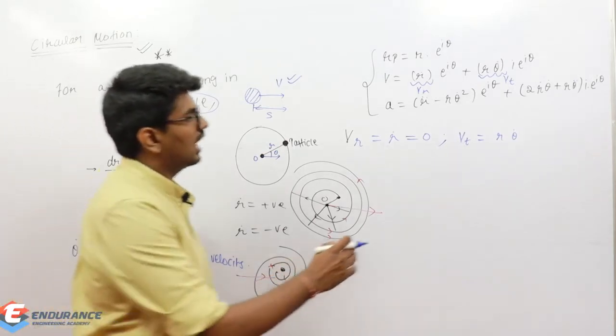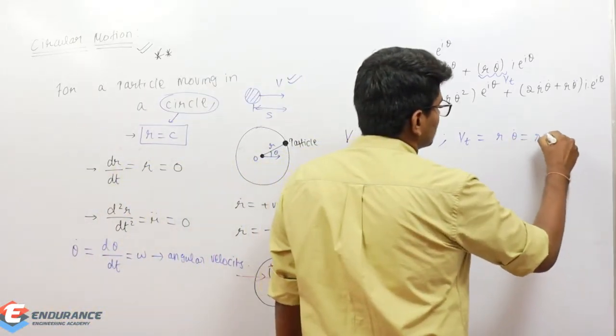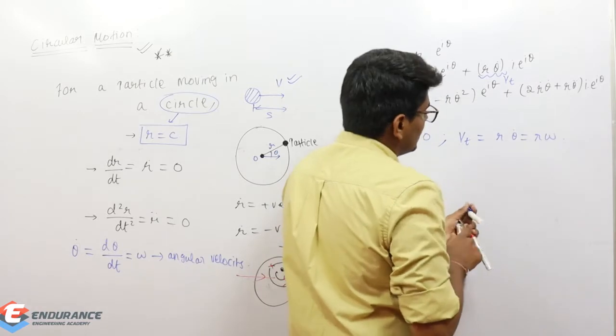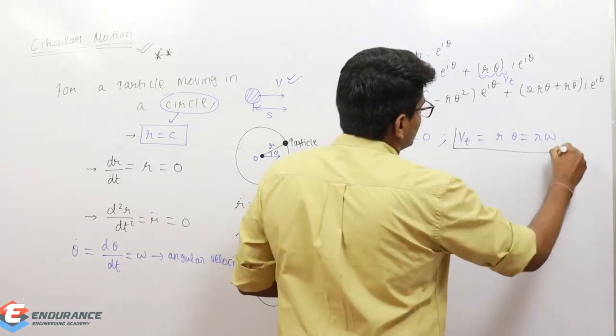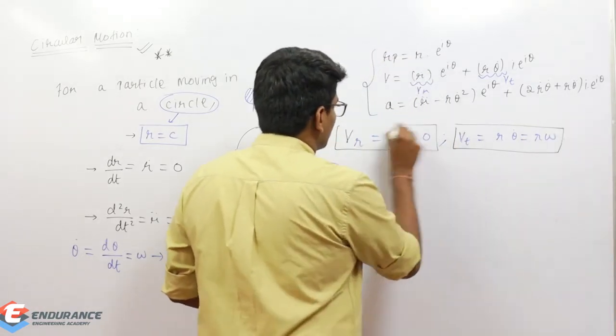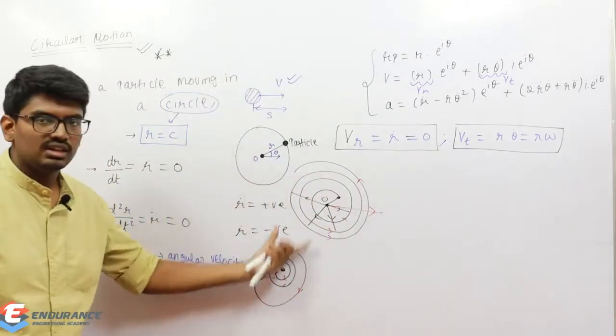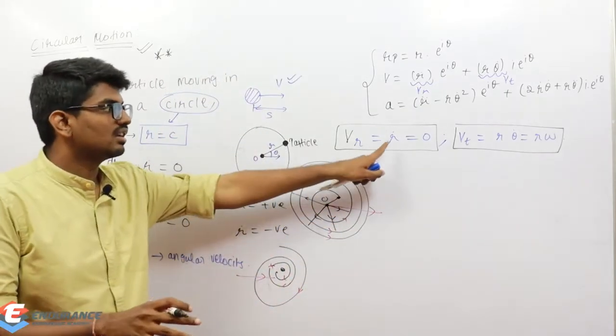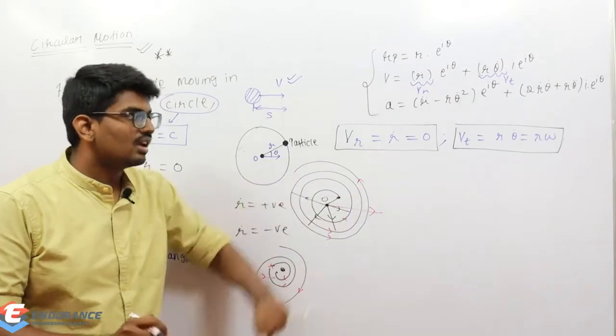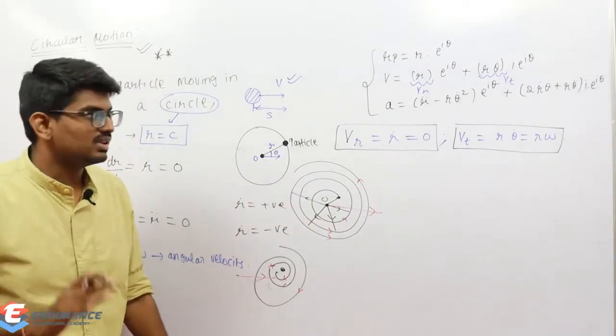So r into theta dot, I can write as r into omega also, right? If it is a pure circular motion, not a spiral case of motion, then radial velocity will be 0, and tangential velocity will be r into omega.